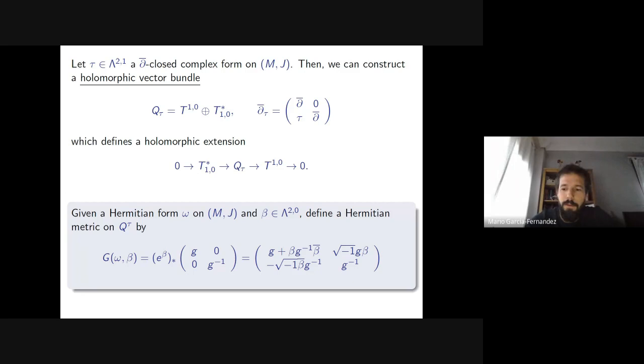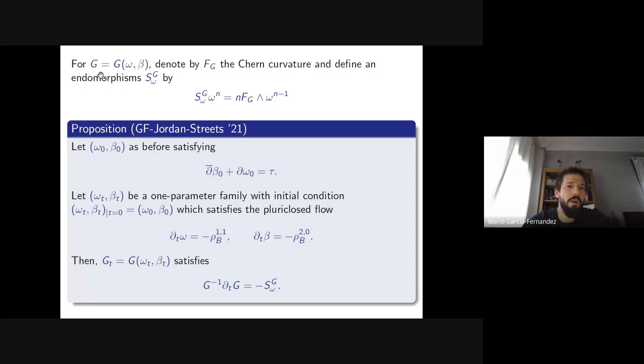Okay, so out of a pluriclosed metric, I can construct this thing and then a Hermitian metric. So now I'm going to denote by G this Hermitian metric on Q tau, on the orthogonal bundle. Tau is 2i del omega. Because this is a holomorphic bundle and I have a Hermitian metric, I can cook up the Chern curvature of this. And then I can calculate this endomorphism S_G, which is the trace with respect to the Hermitian form. Some people will write this as capital lambda of F_G. It is given by the trace of the Chern curvature by the Hermitian form.